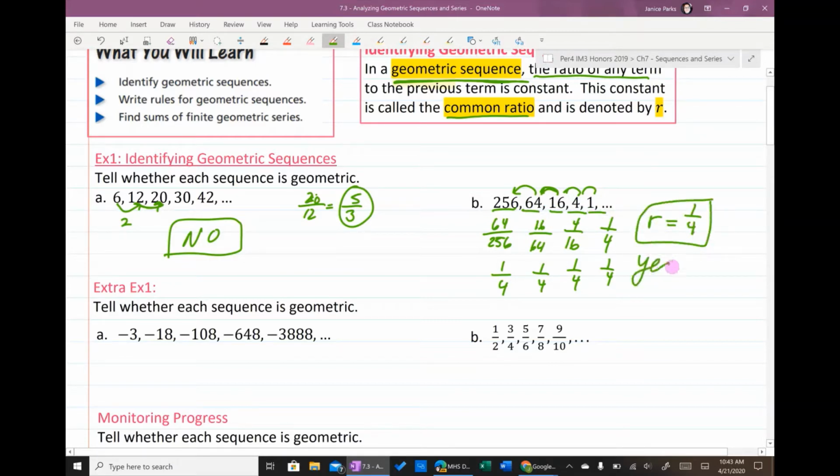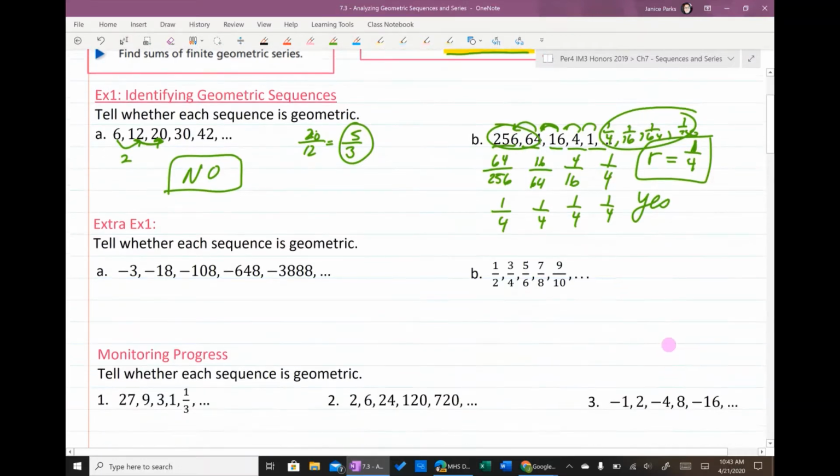And yes, it's geometric. So when the ratio is a fraction that's smaller than 1, that means they are dividing. The numbers are getting smaller and smaller. The next number would be 1/4. The next one would be 1/16, 1/64, 1 over 256. And you can kind of see the pattern. Go ahead and try the next two on your own.